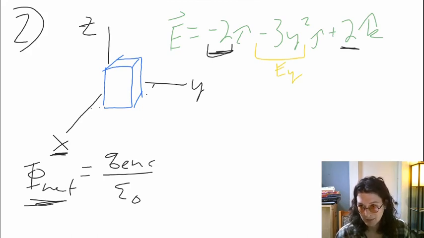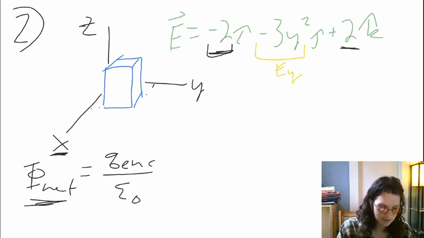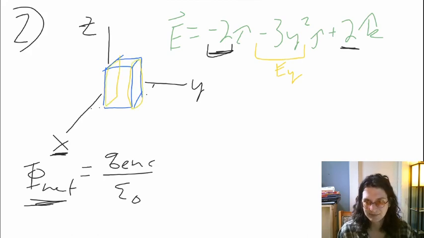And which faces are perpendicular to the y? That's going to be the right-hand side and the left-hand side. So I want to find the flux to the right, the flux to the left, and then to find the net flux, I just add them together. Which one do we want to start with? Doesn't really matter. Let's do the right one first.